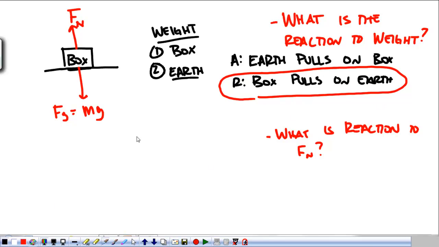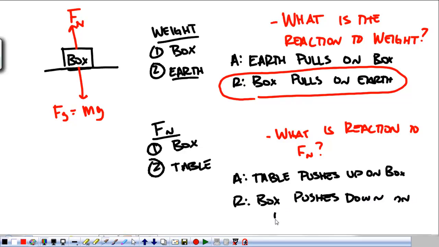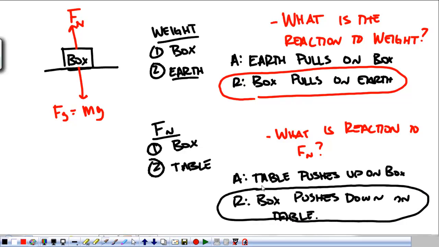So, let's do the same thing for this table force, what we call a normal force. So, our two objects involved here are a little bit easier. We can see both of them. We have the box and we have the table. So, action, the table pushes up on the box. The reaction is the box pushes down on the table. So the reaction to the table supporting the box is the box pushing down on the table. Now, all of these things are interconnected, but as far as action and reaction go, for specific definitions, this is what we are talking about.